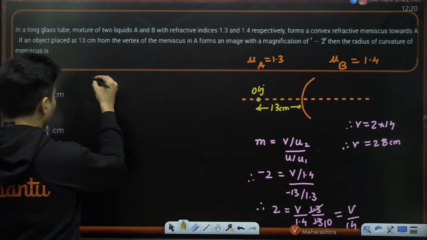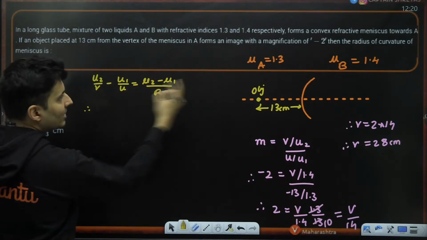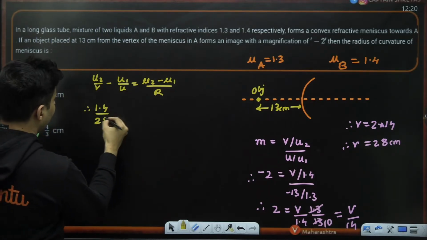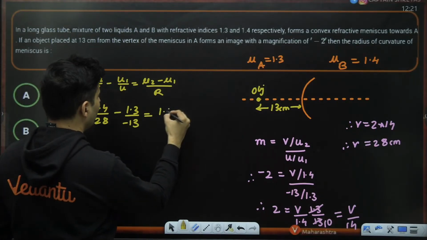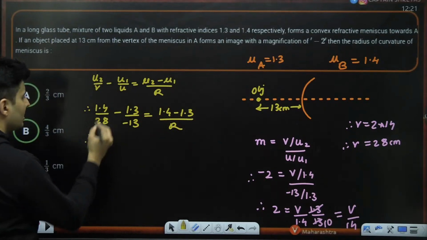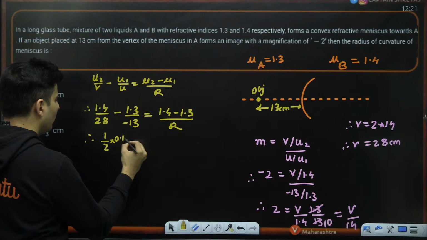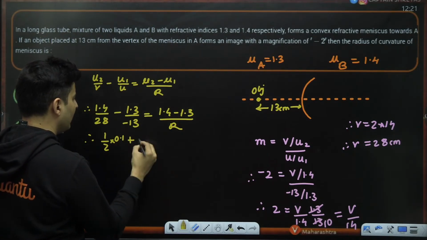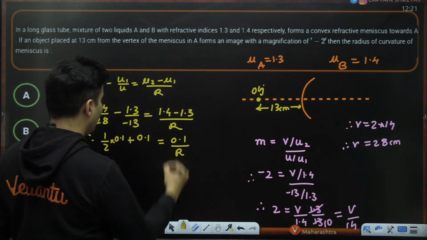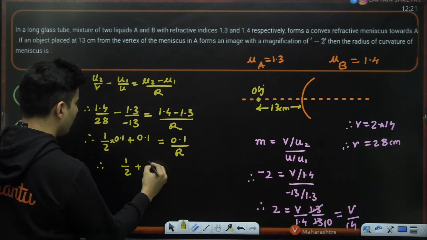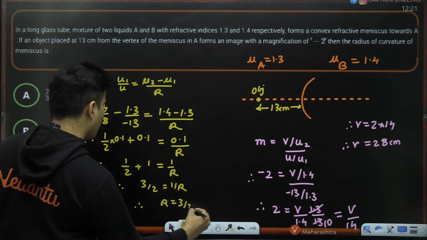Now let's use our curved surface refraction formula, which is mu2 by V minus mu1 by U is equal to mu2 minus mu1 divided by R. What is mu2? Second guy, 1.4. Image distance is 28, minus mu1, which is 1.3, object distance -13. Mu2 1.4, mu1 1.3, and the whole thing divided by R. Now 14 goes with 28 two times, but there is a decimal. So 1 by 2 multiplied by 0.1 minus plus. 13 goes with 1.3 ten times, so this will be 0.1 directly on the top, and this is 0.1 again divided by R. 0.1 cancels. So half plus 1 is equal to 1 by R. So 3 by 2 is equal to 1 by R. So R is equal to 3 by 2 of a centimeter.